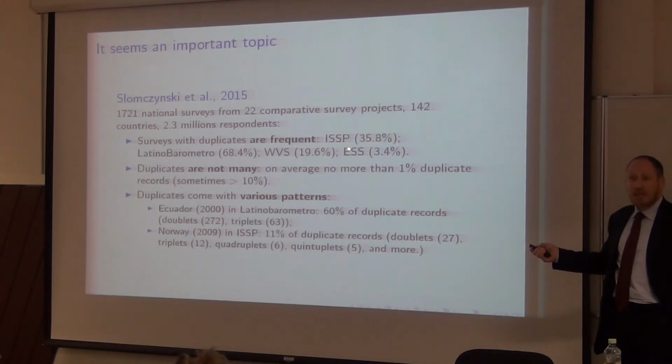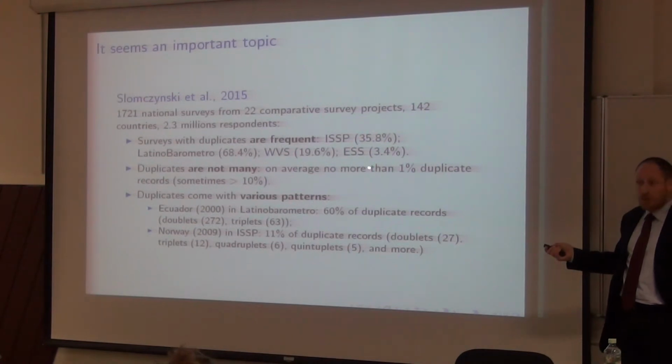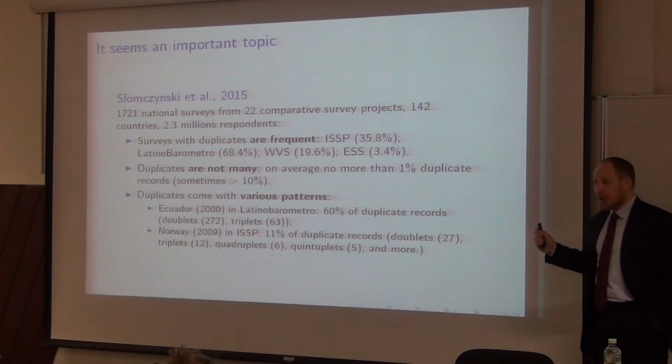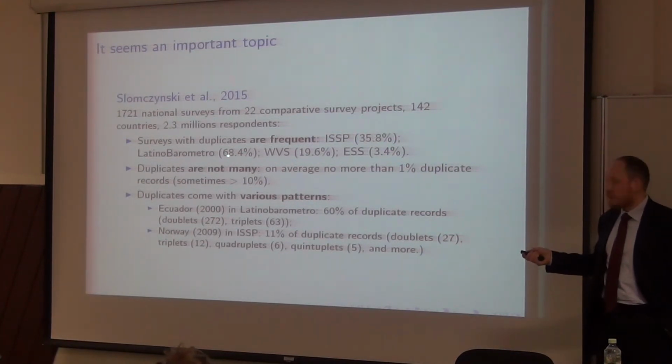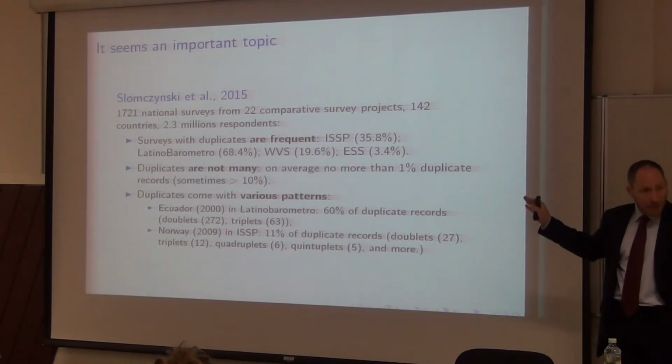Analyzing the surveys in ISSP, they found that 35.8% of the surveys contain some duplicated data, 1 in every 3. Latinobarómetro, 68.4% of the surveys contain at least some duplicated data. World Values Survey, we're close to 20% of the surveys. ESS, 3.4% of the surveys contain some duplicate data. Now let's be clear on this. I'm not saying that 68% of Latinobarómetro is duplicated. I'm saying that the large majority of Latinobarómetro surveys contain some duplicates, and this can be very little, even just 1% of the observations, but there are.